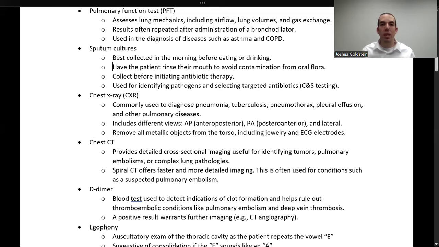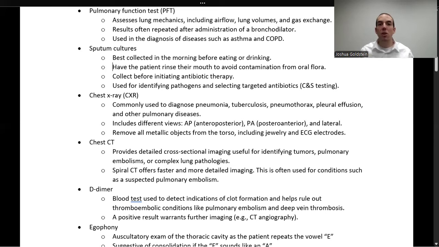These are best collected in the morning before eating or drinking so that we get one that's, not to sound awful, but one that's really rich with bacteria. When we do this, we have the patient rinse their mouth out to avoid contamination from the oral flora. So again, we're trying to collect it from the sputum, from what's in the lungs, not what's in the mouth. So we want the patient to rinse their mouth and then go ahead and give us some sputum from the lungs when they cough it up, so that it's actually coming from the lungs and it's not affected by what's in the mouth. When we're told to collect the sputum culture, if we're also told to start antibiotics at the same time, we're always going to collect cultures first.